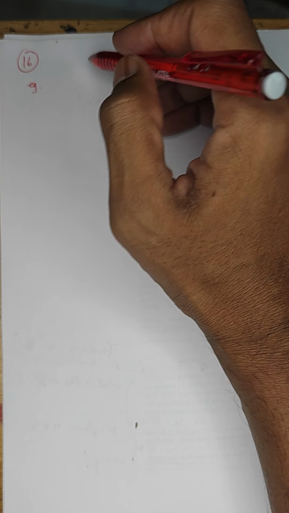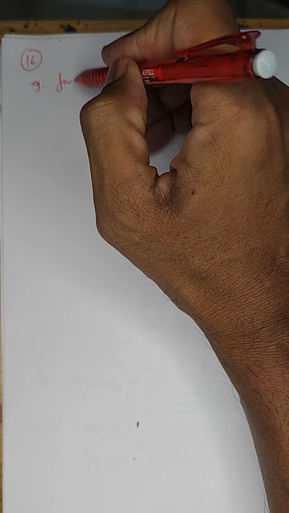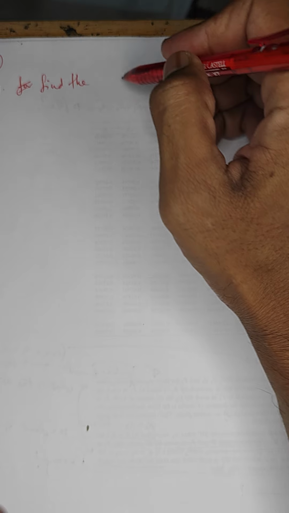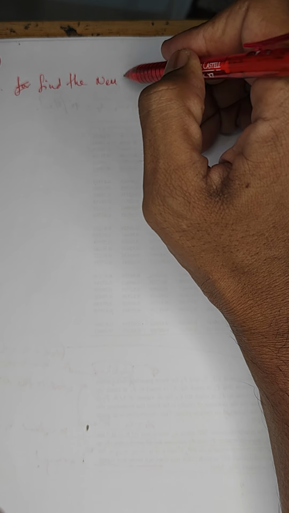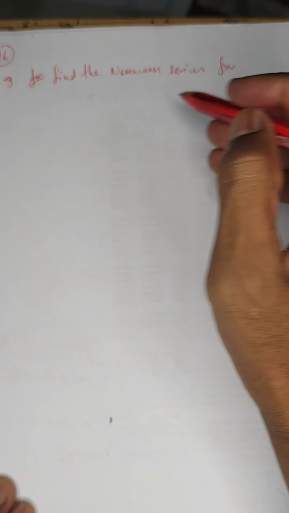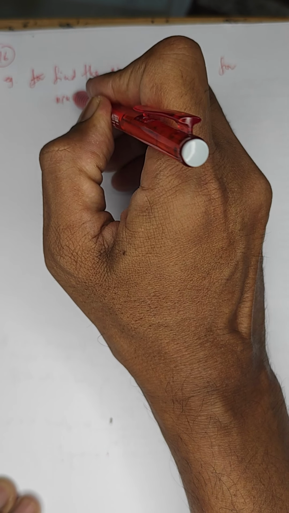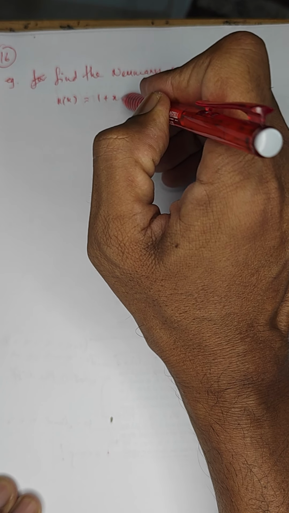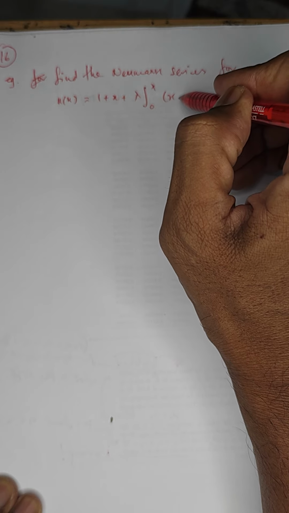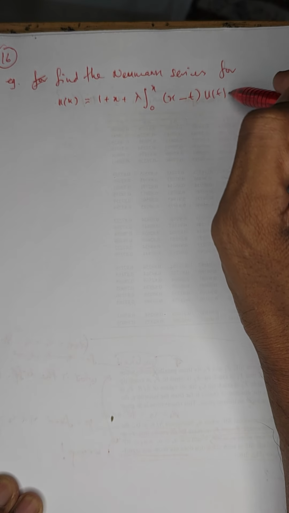Find the Neumann series for the following integral equation. We have u(x) = 1 + x + lambda integrate from 0 to x of (x - t) u(t) dt.